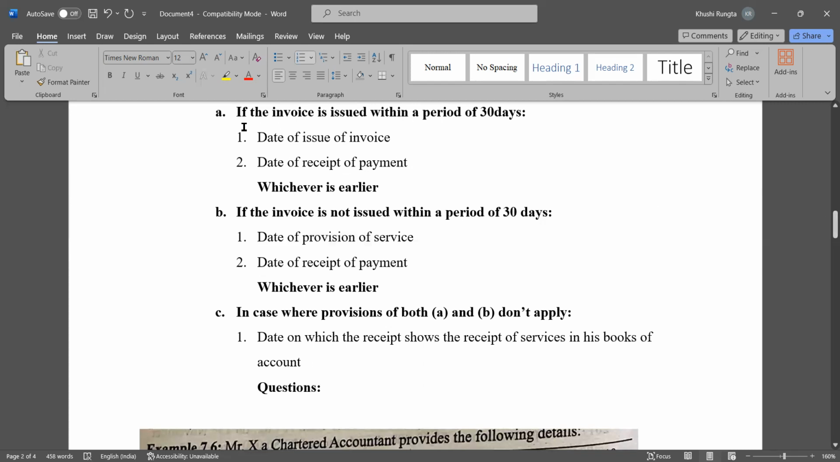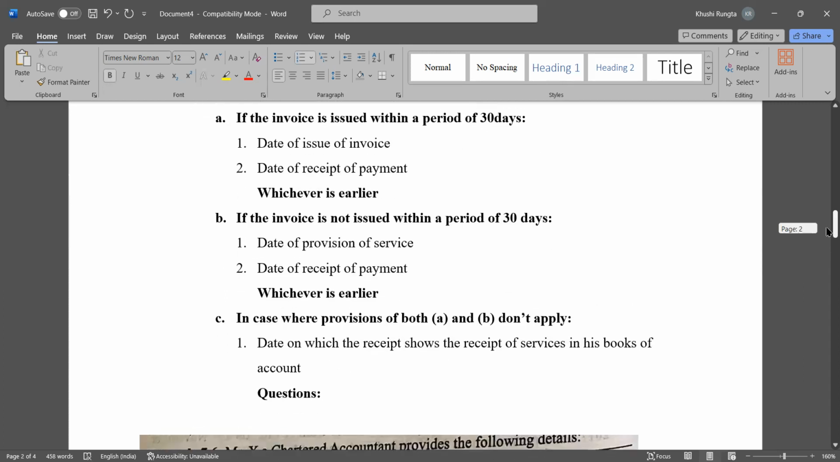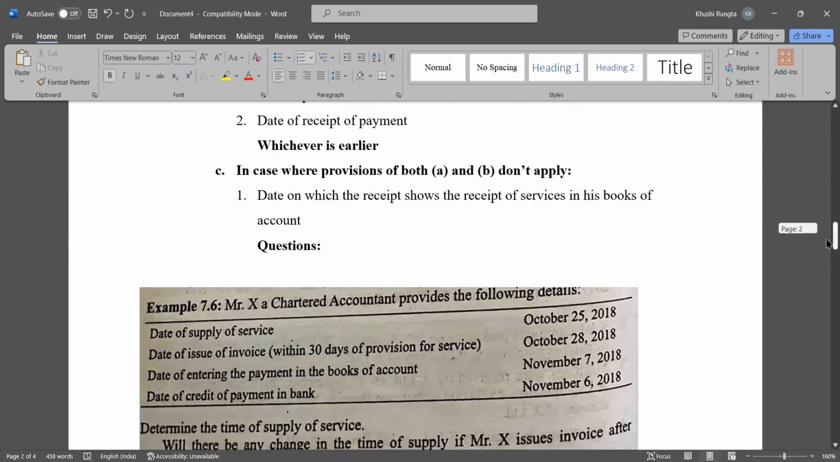Okay, so we have basically 3 points in this. When the invoice is issued within a period of 30 days, not issued within a period of 30 days, and when both don't apply, both 30 and not 30 don't apply, then this. Now let's do a question. I hope this is clear. If any doubts, please comment.